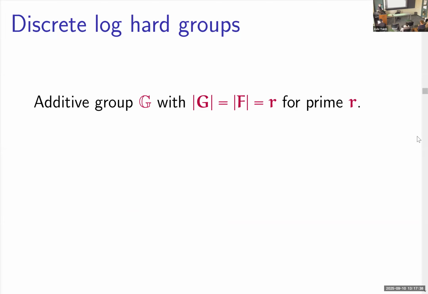So, sorry, this is probably too basic, but an important component for us will be discrete log hard groups. Specifically, what we're always going to have in mind is a group G, written additively, of the same size as our field, both having some prime size R.